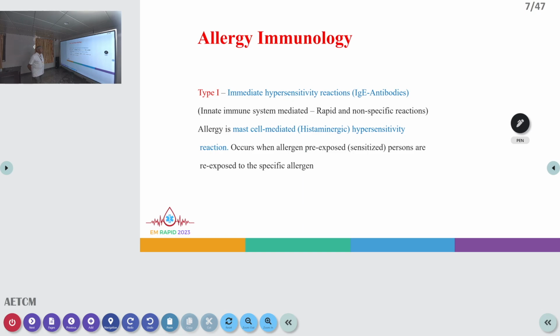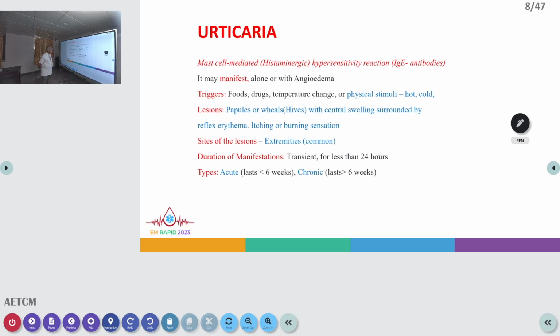See, allergy is a type 1 immediate hypersensitivity reaction, IgE antibody mediated. The first thing we are taking up is urticaria. Urticaria is a mast cell mediated, histaminergic hypersensitivity reaction; IgE antibodies are produced. It may manifest alone or together with angioedema.